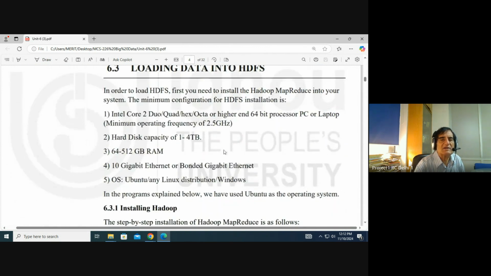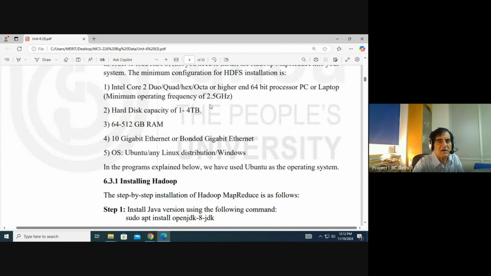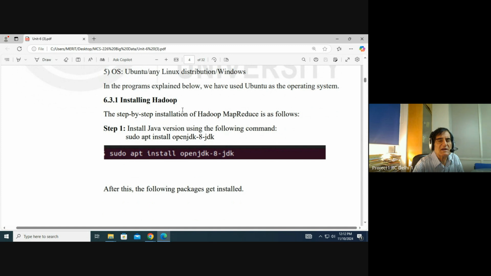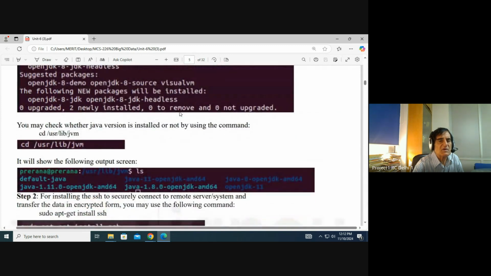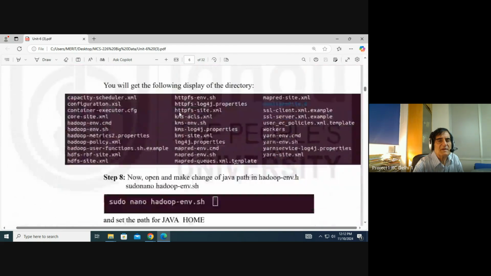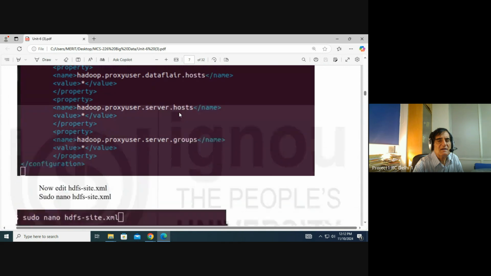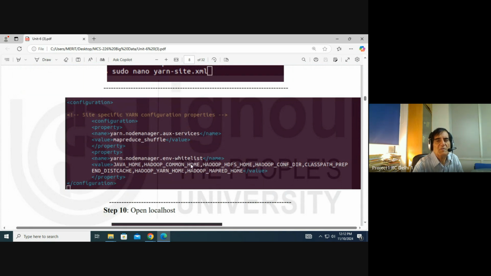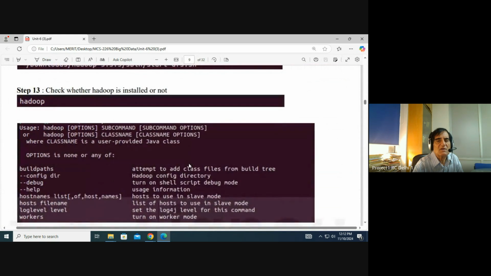Loading data into HDFS. In order to load HDFS, first you need to install Hadoop MapReduce on your system. The minimum configuration for the installation is an Intel Core 2 Duo, up to 2.5 gigahertz, because this is 2004 technology, and 10 gigabytes and so on. This is the program that can do it, and you can look at it. Hadoop common home and so on, so you can look it up.